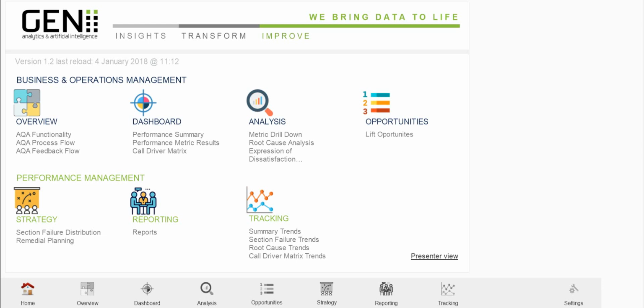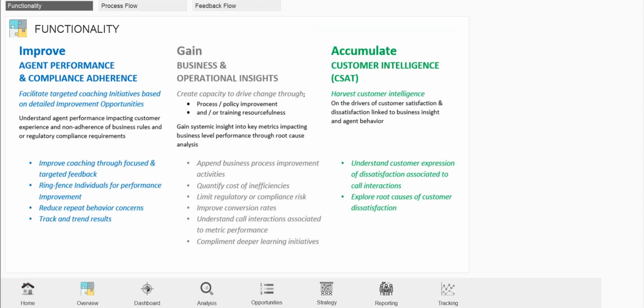These outputs are focused to drive action on three key areas: to improve agent performance and compliance adherence, with the purpose of facilitating targeted coaching initiatives based on detailed improvement opportunities; to gain business and operational insight that creates capacity to drive change through process or policy improvement and/or training resourcefulness; and to accumulate customer intelligence on the drivers of customer satisfaction and dissatisfaction linked to business insight and agent behavior.